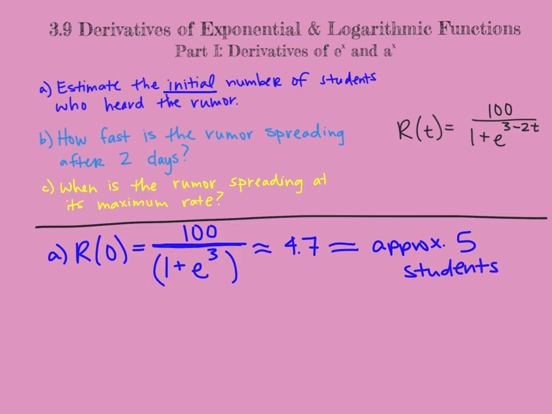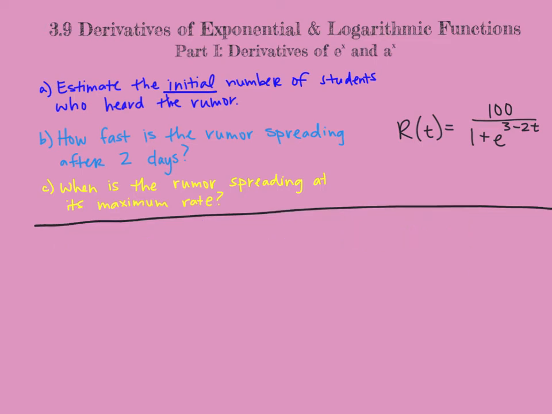Again, this is just a model. And so when we have values like e, we're almost guaranteed to get decimals out because e is an irrational number. It goes on forever. So we are just approximating, and 4.7, because we're dealing with students and not something that can be broken up into decimals, we want to round to the value that makes sense.